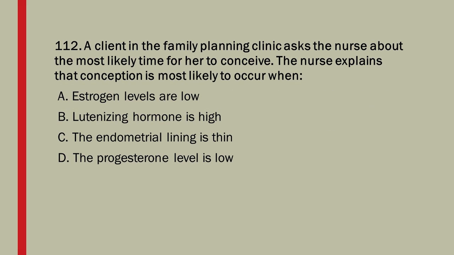112. A client in the family planning clinic asks the nurse about the most likely time for her to conceive. The nurse explains that conception is most likely to occur when: A. Estrogen levels are low. B. Luteinizing hormone is high. C. The endometrial lining is thin. D. The progesterone level is low.